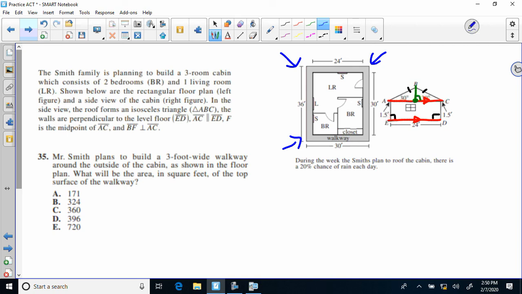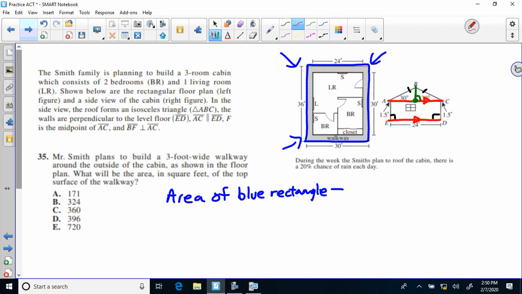So what they want you to do is take the area of the blue rectangle, and if you take away the area of the red rectangle, you would be left with the shaded area. Because if you cut out that red rectangle, you'd have a walkway going around your cabin. So I need the area of the blue.